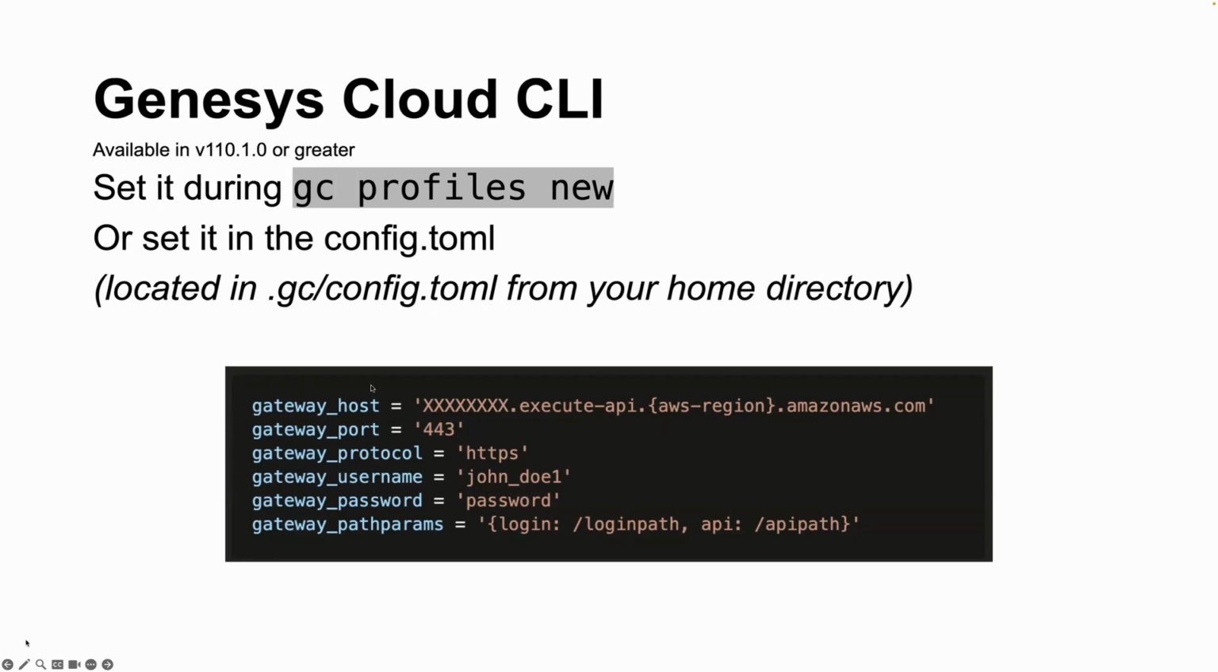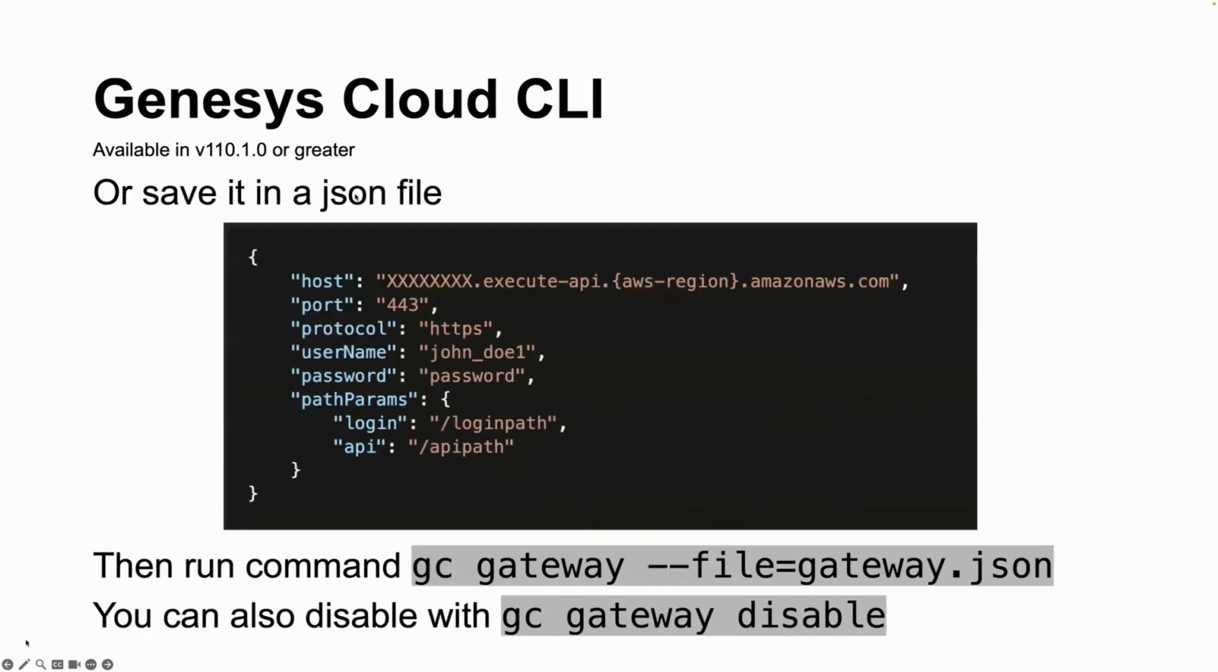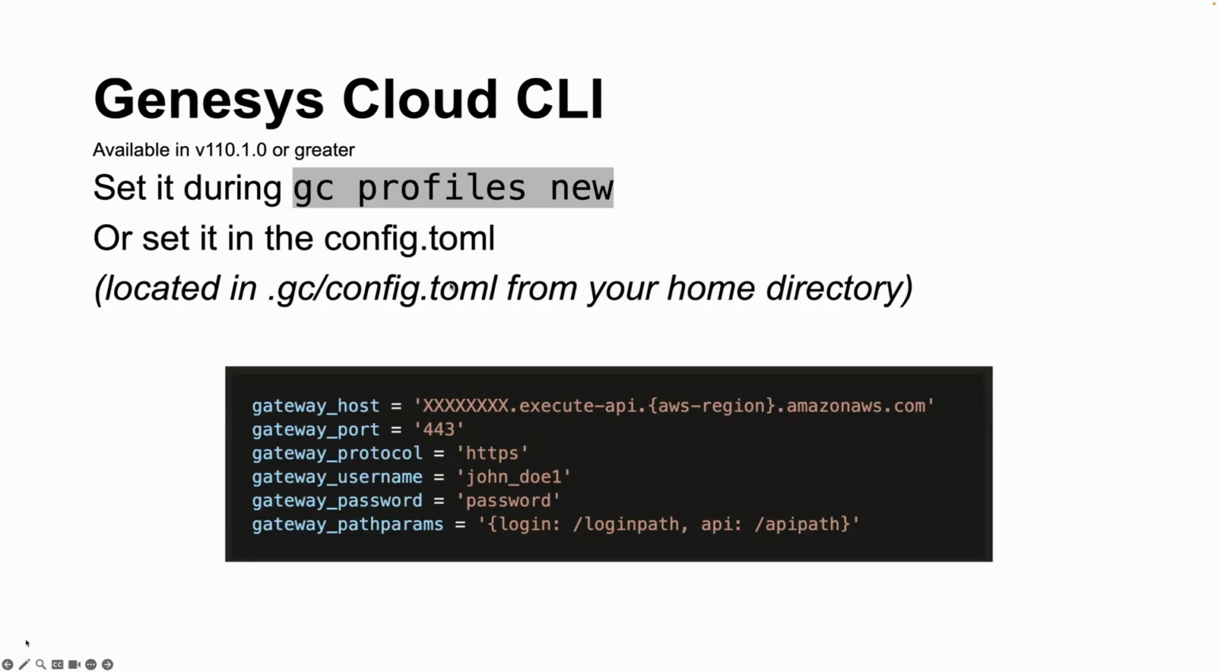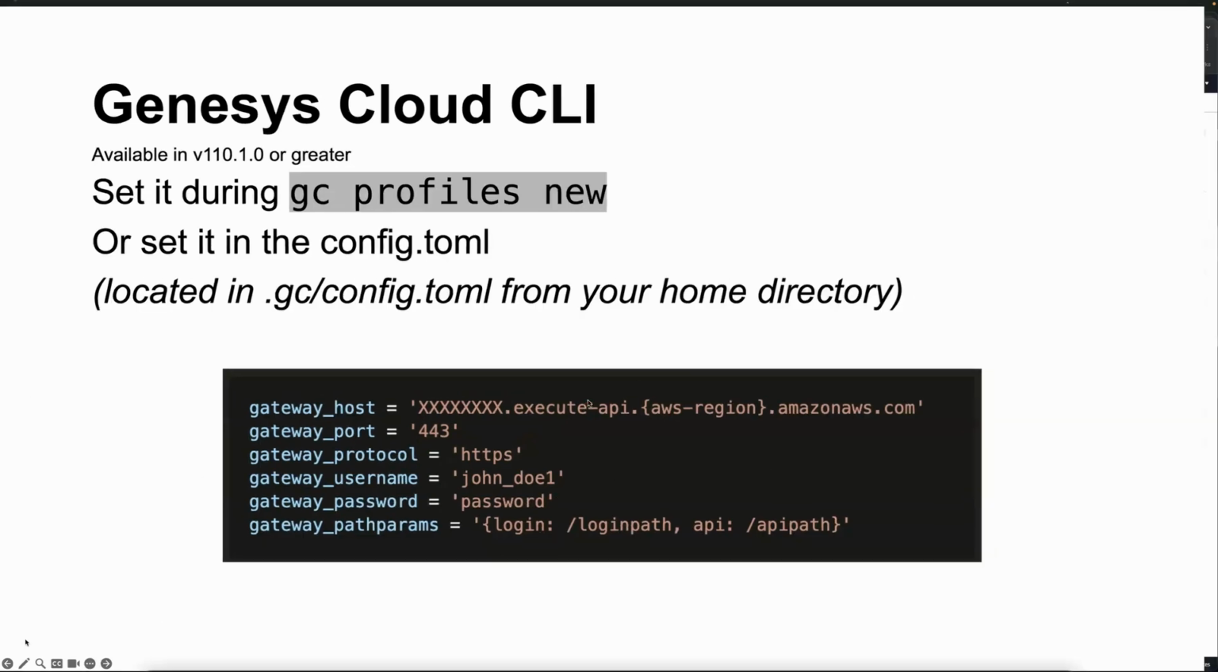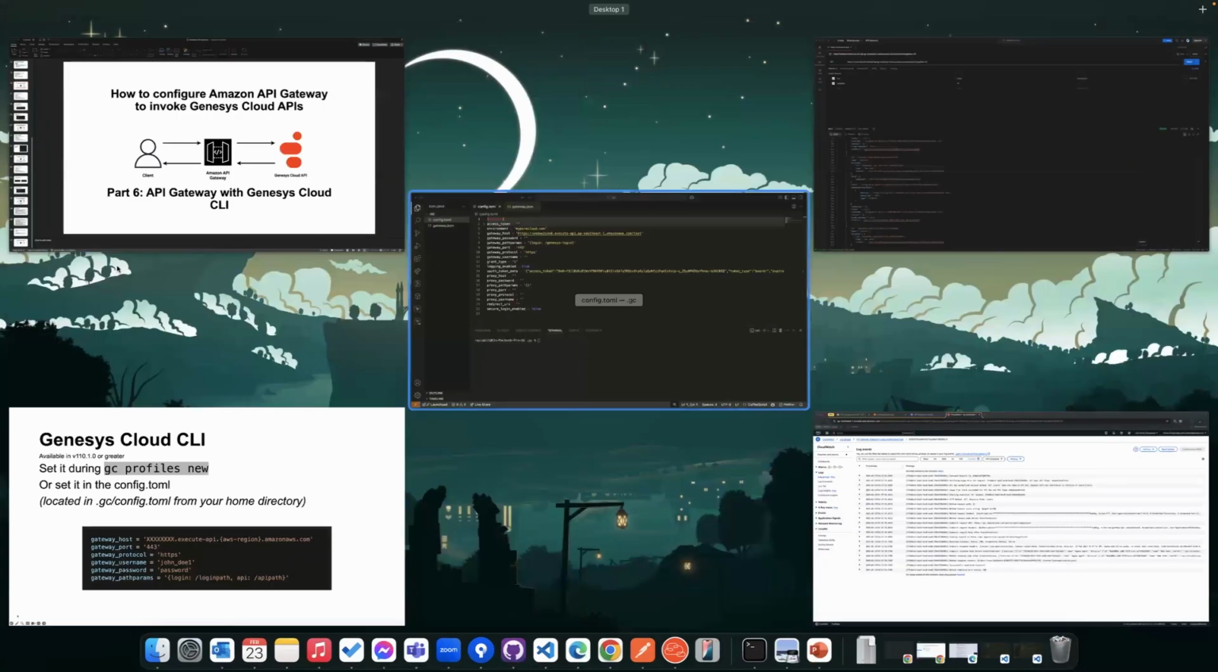And usually you can add this information in the TOML file, or depending on which is convenient for you, you can save it in a JSON file. And then you can run the command gc gateway and then give the file name, and then it will be saved in the TOML file. And then you can also disable it with gc gateway disable, and it will just be removed from the TOML file. So let's go and demonstrate it.